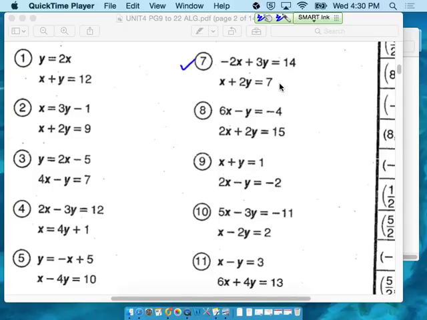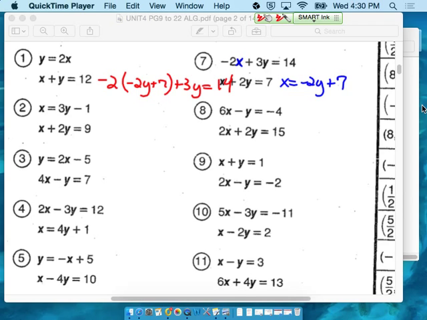In number 7, I would take the second equation and I would solve it for the x. So I would say x equals negative 2y plus 7. And I would take that into the first equation and I would make a substitution for the x. So the first equation would be negative 2, and I will write x as negative 2y plus 7, plus 3y equaling 14. So I'll solve this for y.